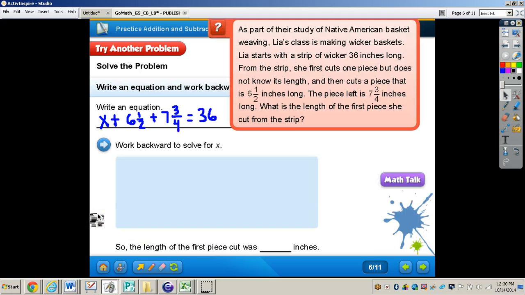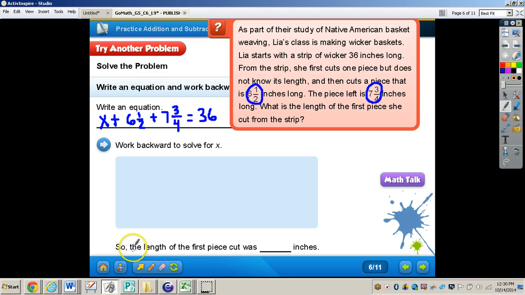Now we have the equation. We have x, which is the length of the first piece that they cut. She cuts but does not know its length, so that represents x. Then we're going to add 6.5 inches, which you can see right from my story problem. Then we add the 7 3/4 inches, which is right here, and that gives us a total length of 36 inches long. That's our original problem. So now we're going to work backwards to solve for x.